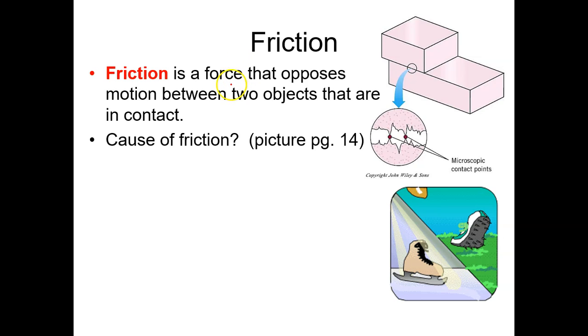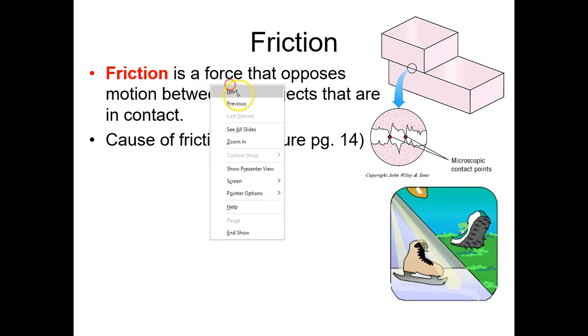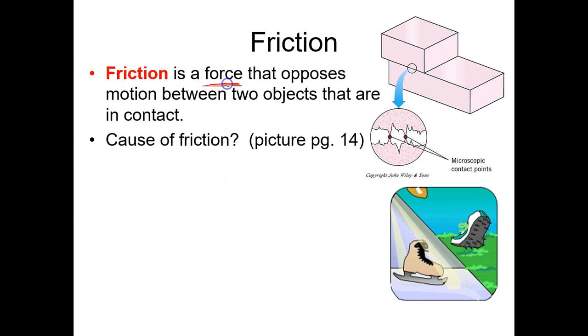Okay, remember we talked about forces in the last unit, or the last section. That friction is a force. So a force that opposes motion between two objects that are in contact. Well, what causes this friction?